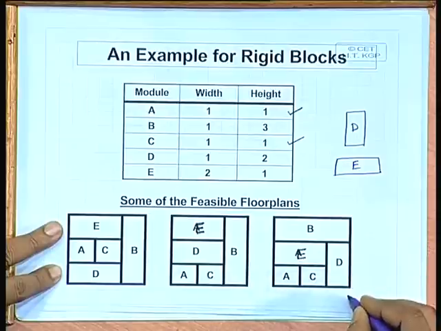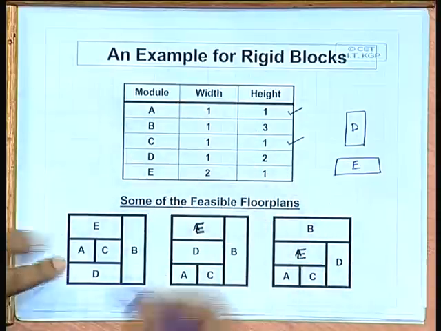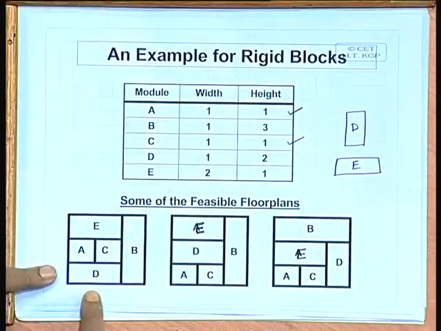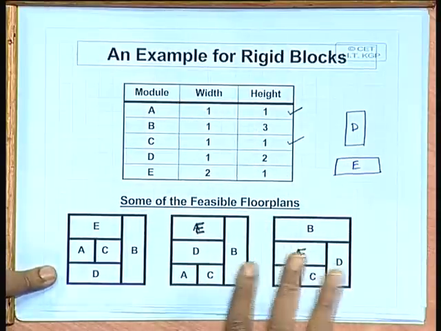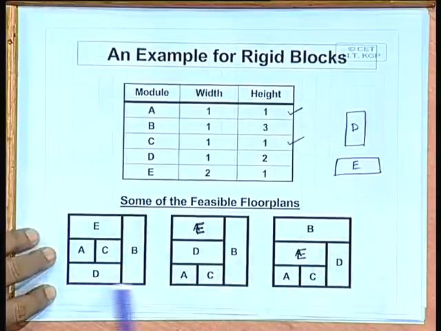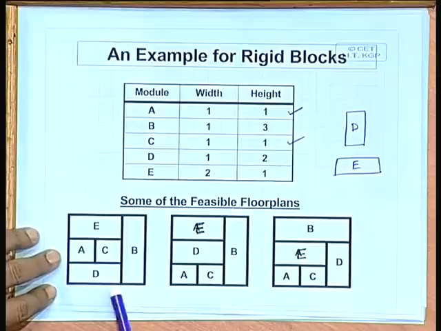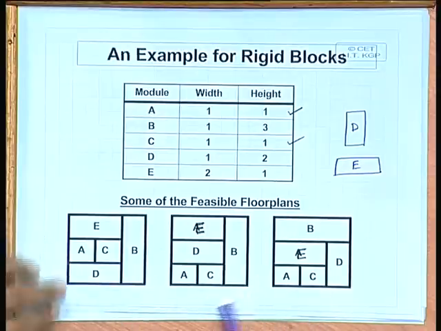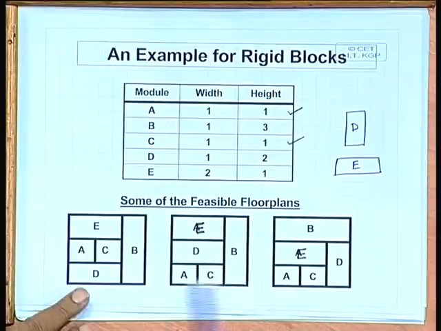So, as you can see, for a given set of blocks, there can be a large number of such feasible floor plans. In order to find out which one is the best, we will have to evaluate some kind of a cost function on each of these and find out which gives us the best solution. Okay.